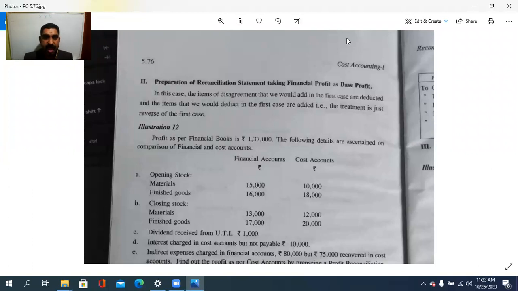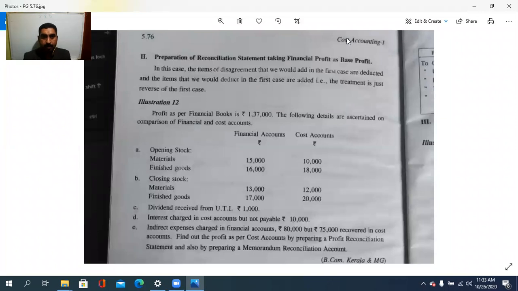So in this case, the items of disagreement that we would add in the first case are deducted, and the items that we would deduct in the first case are added. That is the treatment just reverse of the first case. So that is the only thing with regard to that. So we will do this illustration.